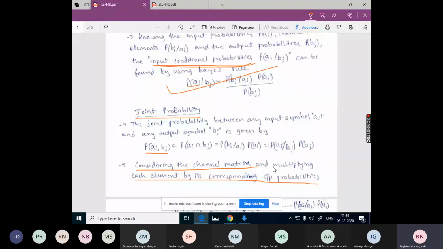Here the output symbol is what? Probability of B1, the probability of output symbol B1. The sum of all these probabilities will give you the probability of B2. Similarly for all the columns up to the last column, which will give you the probability of BS.